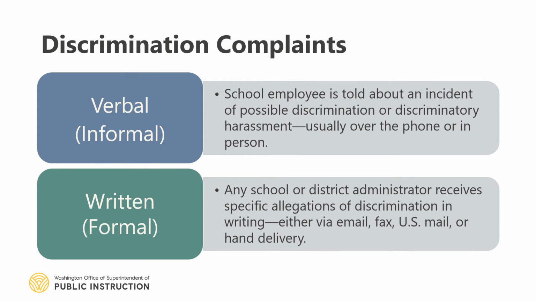We have just discussed what to do when a school employee is on notice of potential discrimination. But what do school employees have to do after receiving a discrimination complaint? Before we talk about required responses, let's first distinguish between the two different types of discrimination complaints we could receive. The first is a verbal or informal complaint, and the second is a written or formal complaint. A verbal complaint occurs when a school employee is told about an incident of possible discrimination or discriminatory harassment. Usually, this happens during a phone call or conversation.